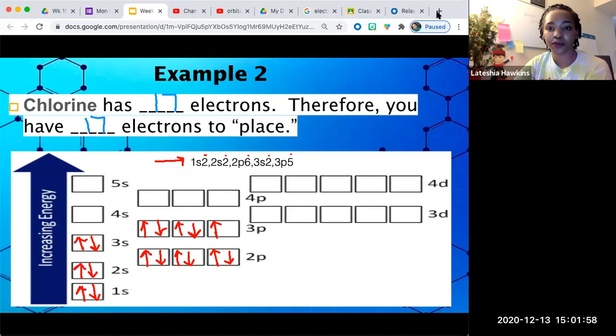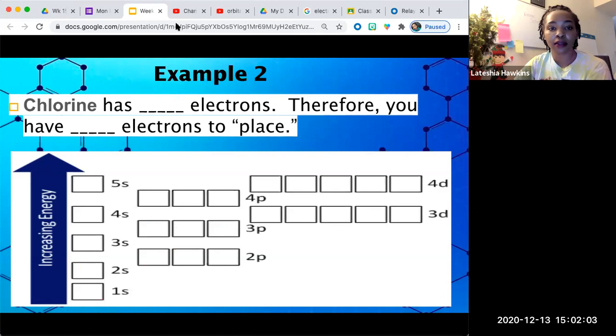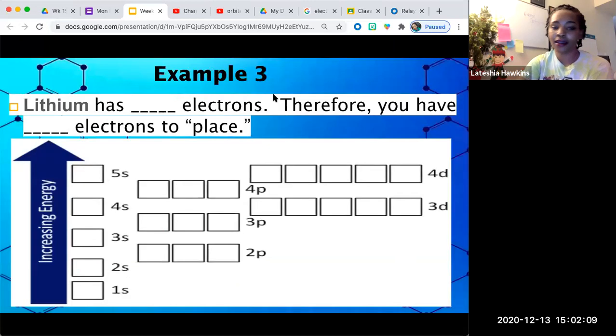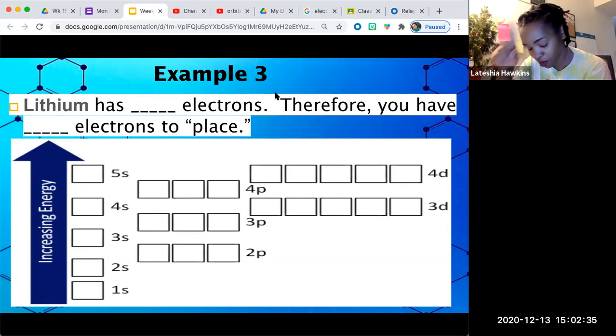All right. I believe we have one more example. I'll walk you through one more. After this example, I want you to try this one on paper. So pause the video right here, try it on paper, and then press play and see if you get what I get. All right? So lithium. I'm going to wait. Hit pause. Write it out on your paper.